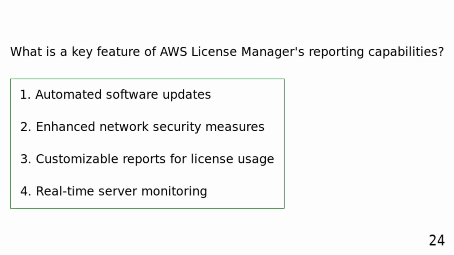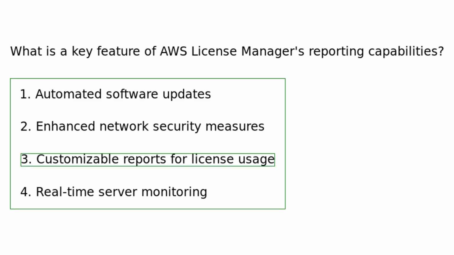What is a key feature of AWS License Manager's reporting capabilities? Automated software updates. Enhanced network security measures. Customizable reports for license usage. Real-time server monitoring. A key feature of AWS License Manager's reporting capabilities is the ability to generate customizable reports for license usage, allowing administrators to analyze trends and make informed decisions.